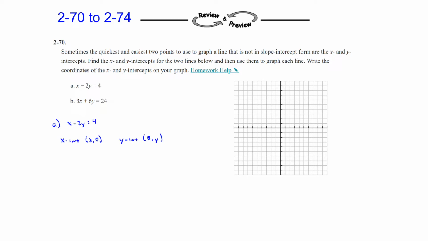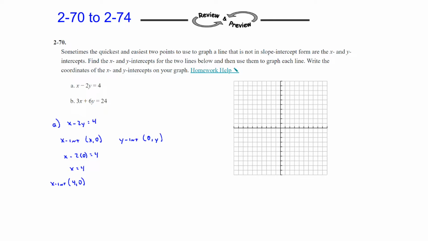And so what we can do is we can plug in the values of 0, and they usually work out pretty nice because when you plug in 0, either adding or multiplying, not much happens. So we have x minus 2 times 0. So 2 times 0 is 0. So all we're left with is x equals 4. So we were able to quickly find the x-intercept. And that's a point on the graph.